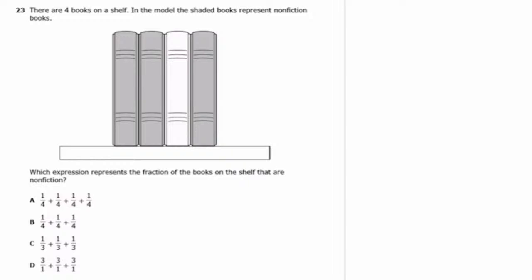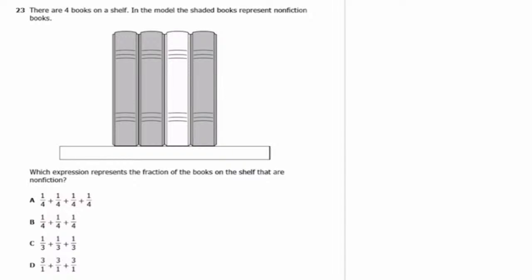The first problem I'll be doing, and all three of today's problems are from the 2018 third grade math STAAR, and the first one is problem 23. This is TEK 3.3D. The problem says there are 4 books on a shelf. In the model, the shaded books represent nonfiction books. Here we have a model showing 4 books on a shelf, and it's asking us which expression represents the fraction of the books on the shelf that are nonfiction.